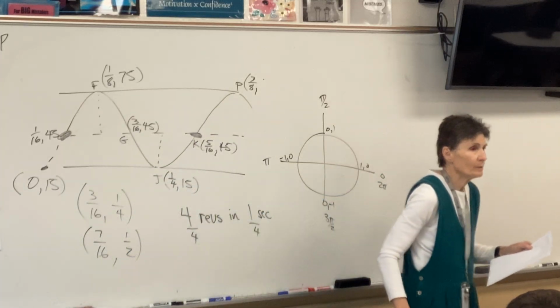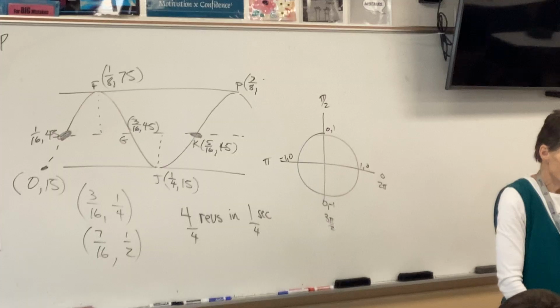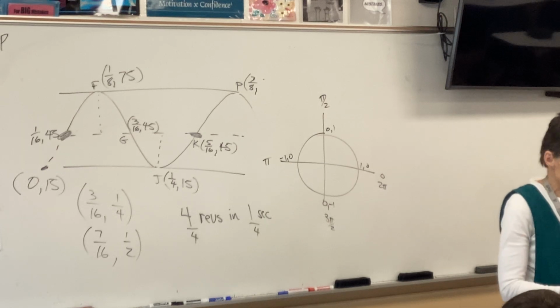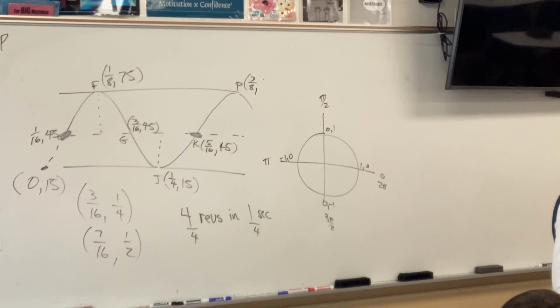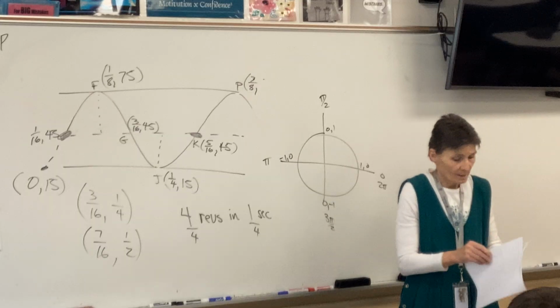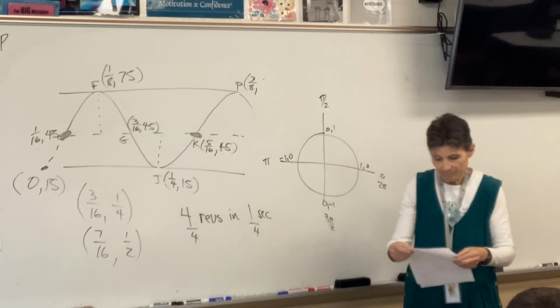Cosine 3 pi over 2 is 0. Cosine pi over 2 is 0. Cosine pi is -1. Good. Sine 3 pi over 2, -1. Cosine 2 pi, 1. And sine 0 is 0. And sine 2 pi is 0. Beautiful. All right.